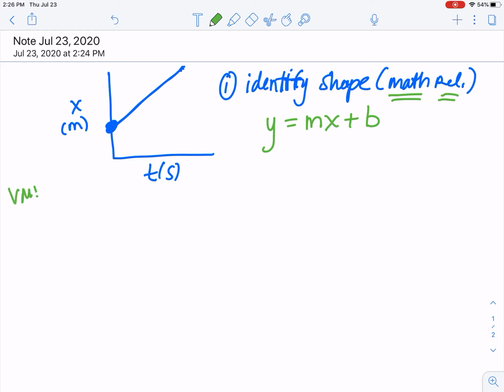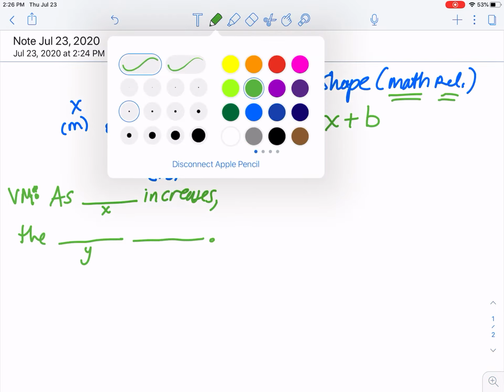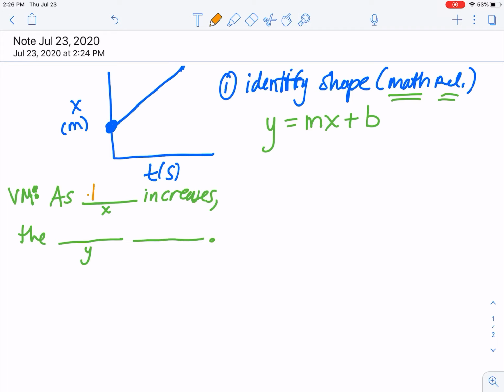So the verbal model, in this case, very simply, it usually says as the x variable increases, the y variable does something. That's kind of an easy way to do it. So in this case, we'll say as the time increases, the position increases. It may decrease or stay the same.